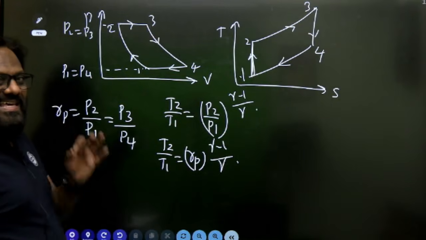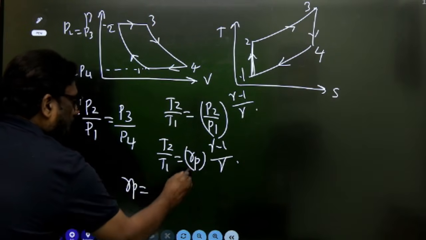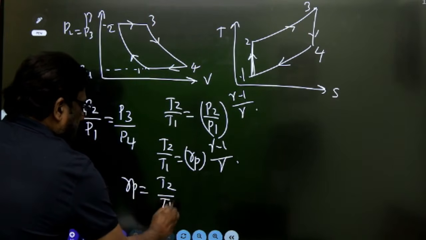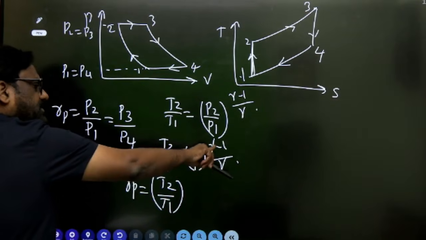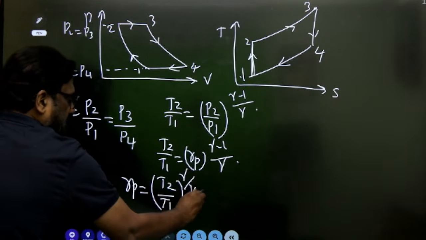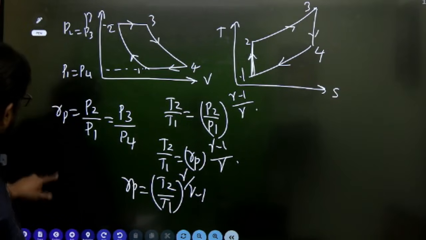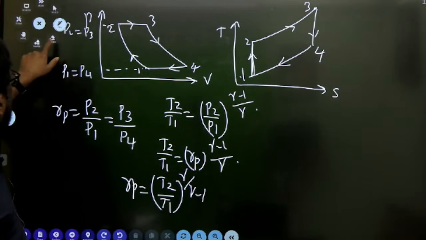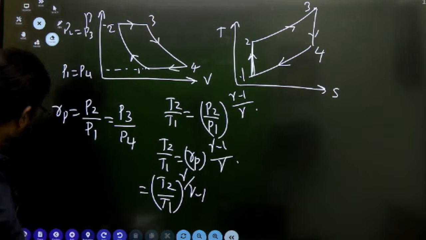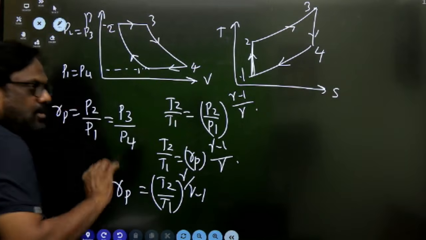But what is he asking? He is asking for the pressure ratio. So what will be RP? If I want the pressure ratio, I raise this to the inverse power: RP will be (T2 by T1) power gamma by (gamma minus 1). But what is he asking, my dear students? He is asking for the pressure ratio for maximum work output.